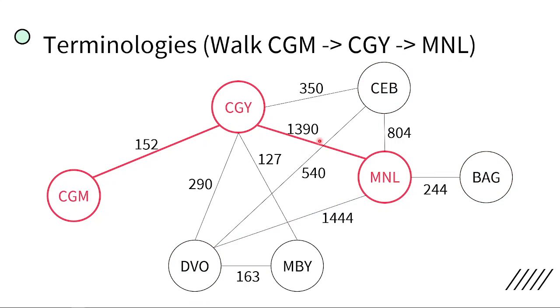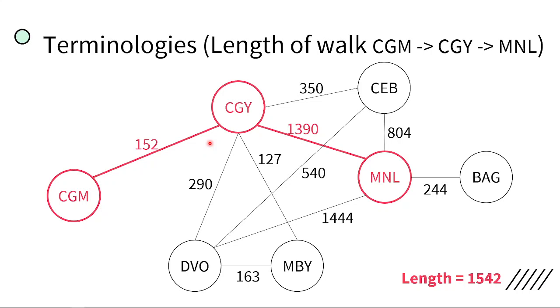Next, we have a walk. So we can walk from Camiguin to Cagayan to Manila. You can walk as you like, as long as the edges are connected. You can walk from Cebu to Davao, to Malaybalay, to Cagayan de Oro, to Manila, to Baguio. It depends on you. As long as the walk is a traversal from one edge to another, to another, until you decide when to stop your walk.